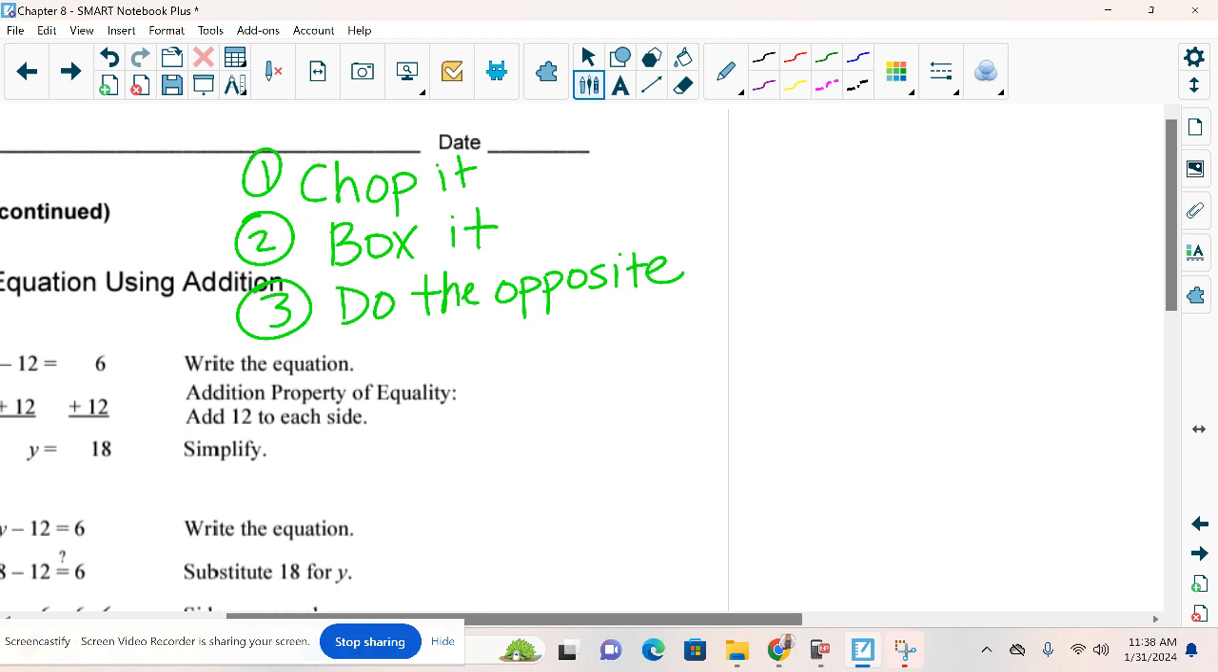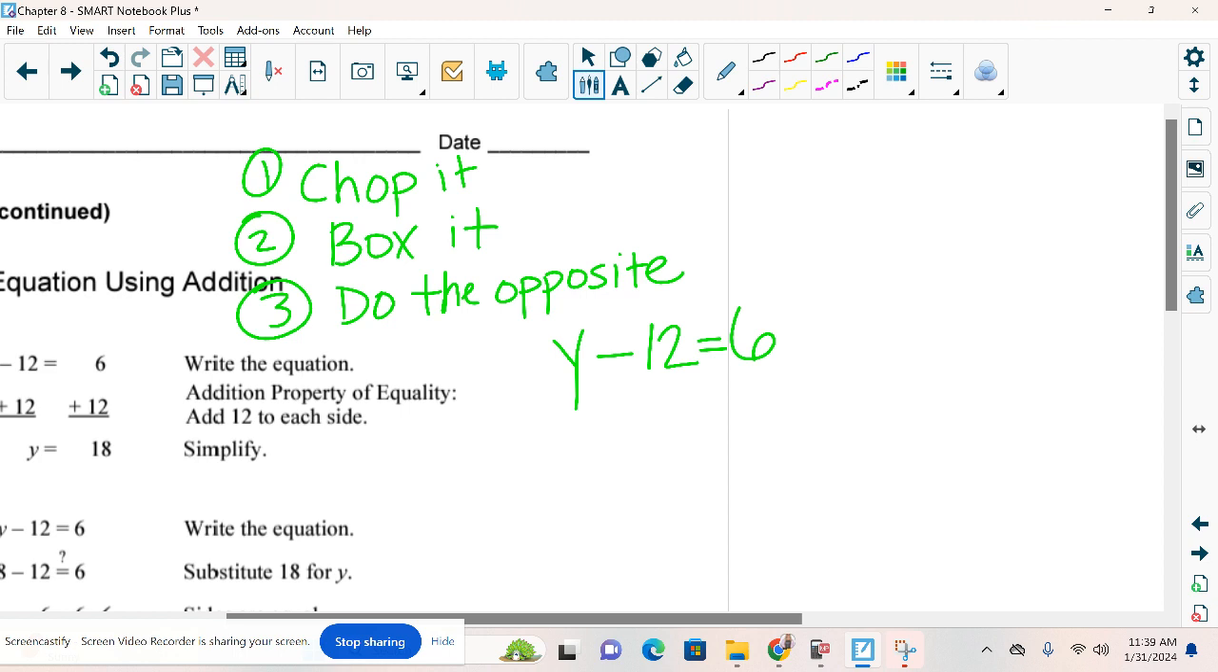Okay? So we have y minus 12 equals 6. Make sure you write that down to the side. There's plenty of room there. Y minus 12 equals 6. Our goal is to get y by itself and to solve for y. That's what our goal is, to solve for y.